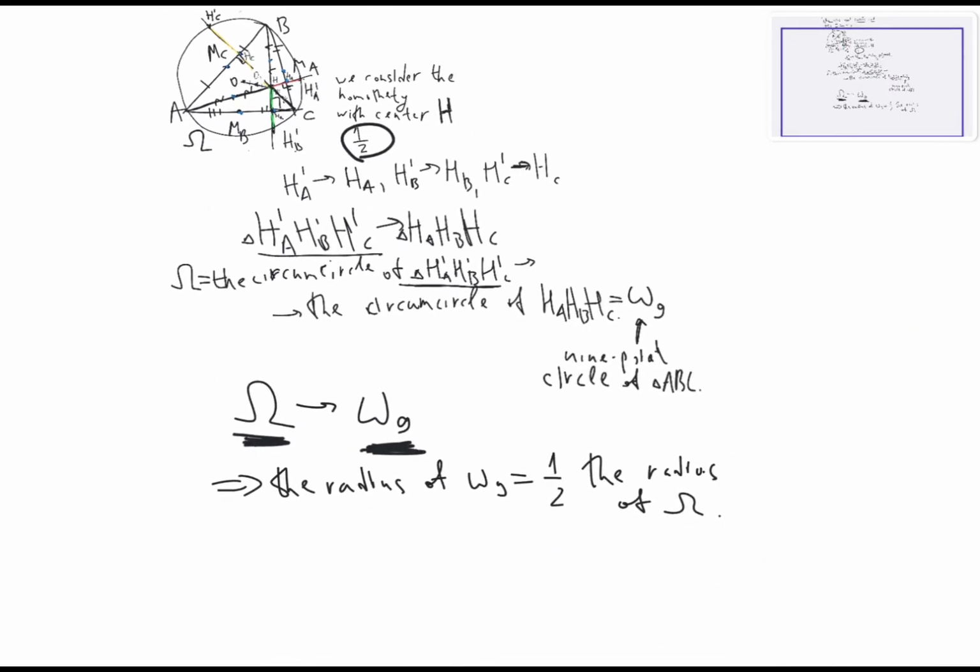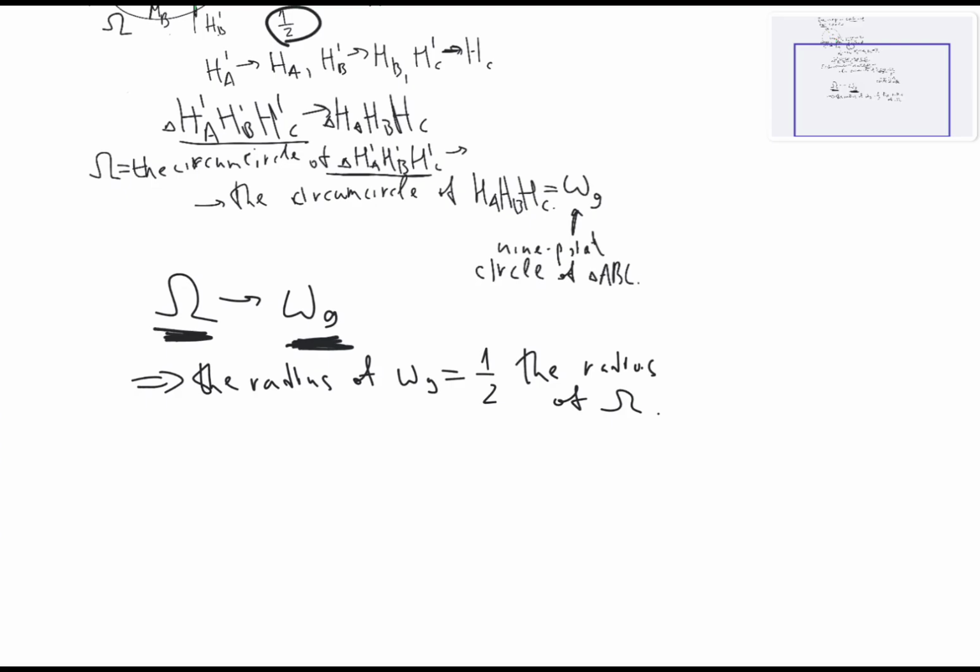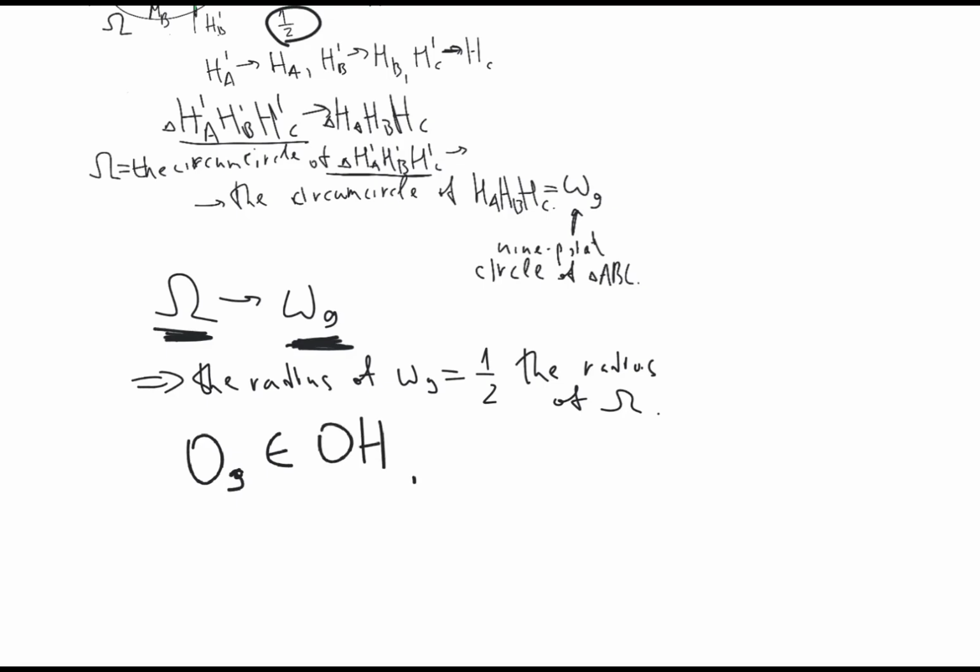So O9, the center of the 9-point circle, first it lies on the line OH, and then it is the midpoint. Yeah, so let's write this: OO9 is equal to O9H. So it is the midpoint of the segment OH. So that is how we established where the center of the 9-point circle lies.